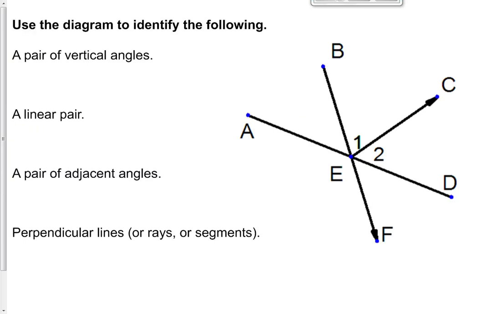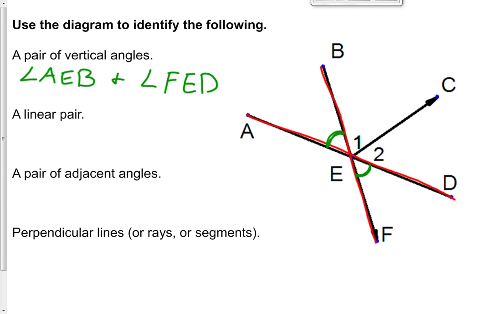All right, last thing here on this video lesson, name a pair of vertical angles. A pair of vertical angles would be angles that, when two lines intersect, are the ones that are across from each other, the non-adjacent angles. So here's BF and here's AD. So vertical angles would be this one and this one, kind of across from each other there. So angles AEB and angle FED.